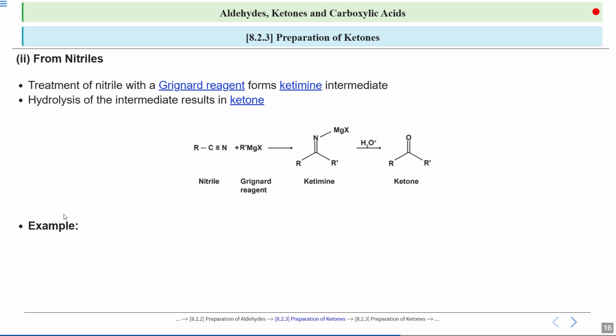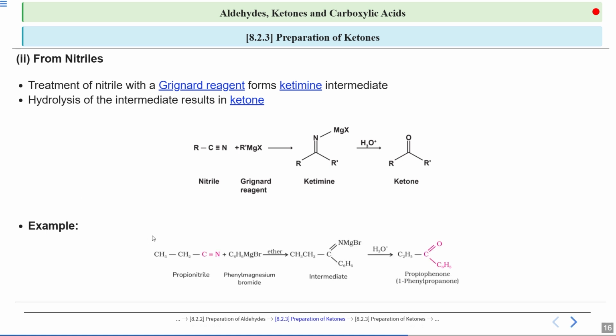Now let us understand it with an example. Here you see you have a nitrile, that is propionitrile. When you react it with phenyl magnesium bromide in the presence of ether, you get this intermediate, and this intermediate is called a ketimine. And when you further hydrolyze it, you get a final product which is propiophenone, or you can also call it 1-phenylpropan-1-one. So this is finally a ketone. This is how from nitriles, using Grignard reagent and then following hydrolysis, you get a final product which is a ketone.